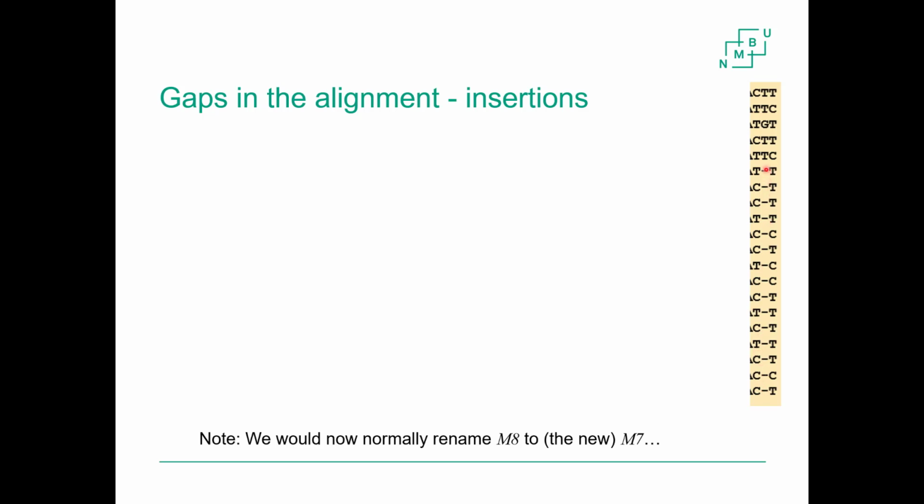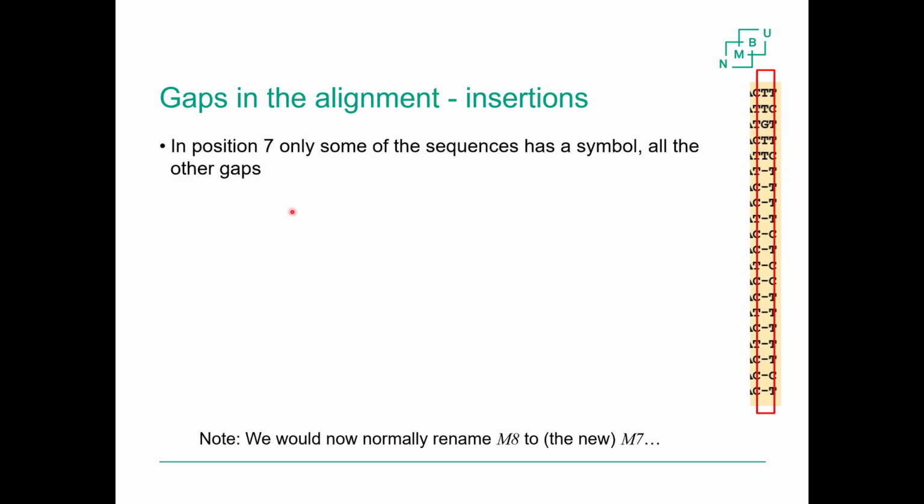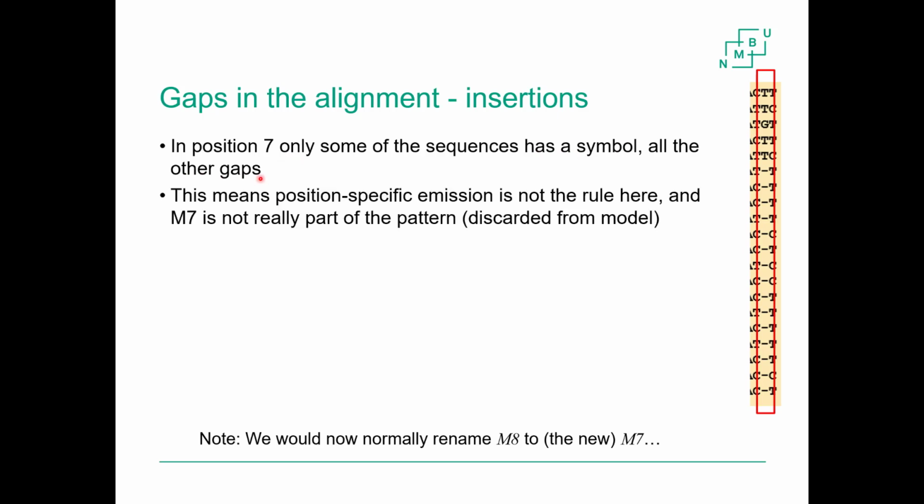The typical is to have a gap here, and the non-typical is to have something emitted. And what do we do then? Then we cannot use the delete state anymore, because a delete state will only be used where we skip a symbol. Here we sort of add symbols. The minority adds some symbols here. So in position 7, only some of the sequences has a symbol. So the normal is to not have a symbol there, you could say.